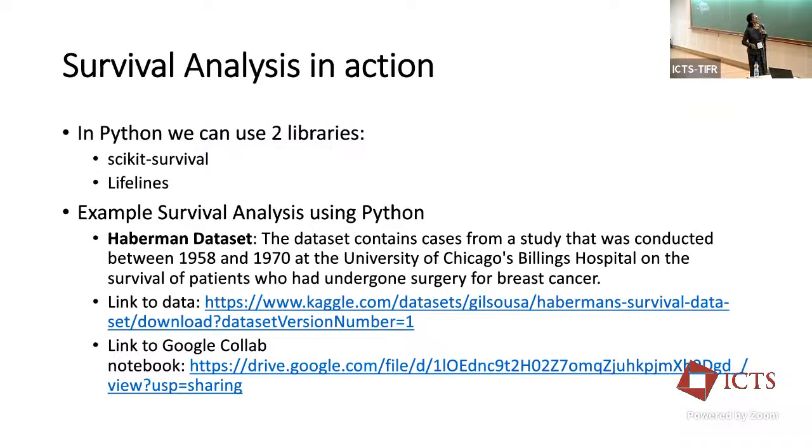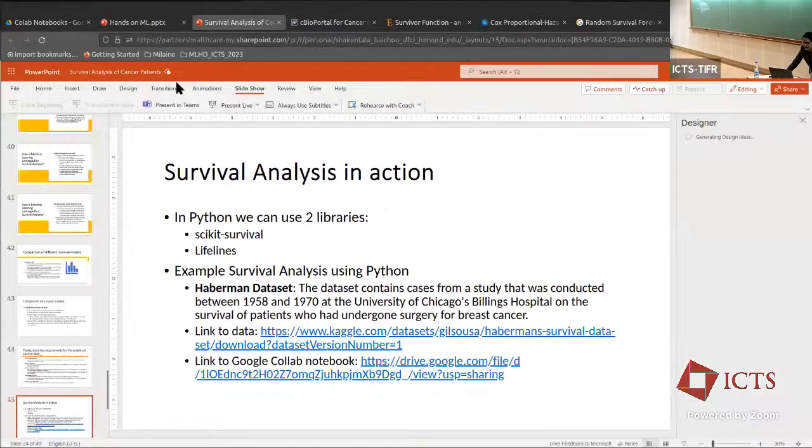Okay. Now, I'm going to show you an example run of a survival analysis using a data set called the Haberman data set. I also got that from Kaggle. The dataset contains cases from a study conducted between 1958 and 1970 at the University of Chicago hospital on the survival of patients who had undergone surgery for breast cancer. Okay, so you can get that. I'm going to share this with you afterwards. How does it look practically?